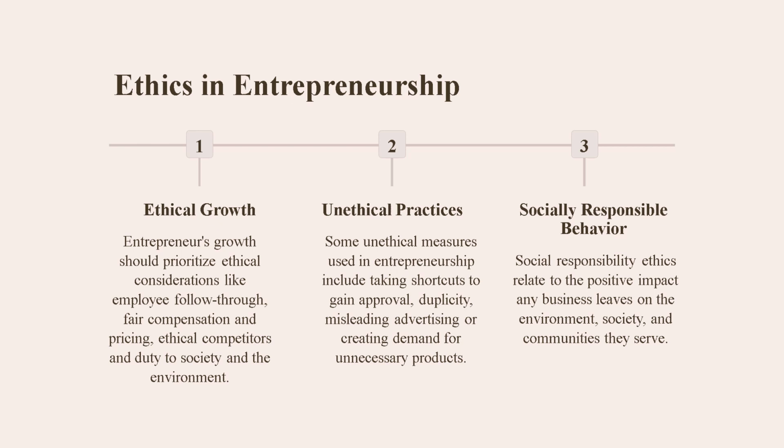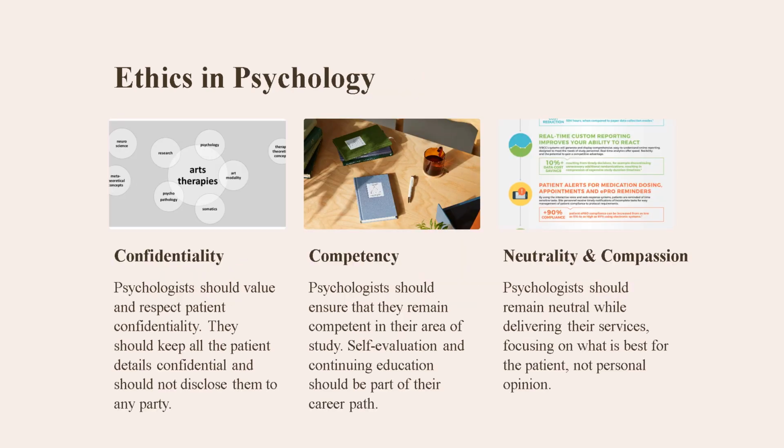Some unethical measures used in entrepreneurship include taking shortcuts, duplicity, gaining approval, misleading advertising, or creating demand for unnecessary products. That was very well seen in the times of COVID, where everyone was selling immunity boosters, knowing the fact that immunity cannot be boosted in one day. And socially responsible behavior. He is using the resources, so he should be responsible towards the society, the community that they are basically serving. Ethics in psychology.